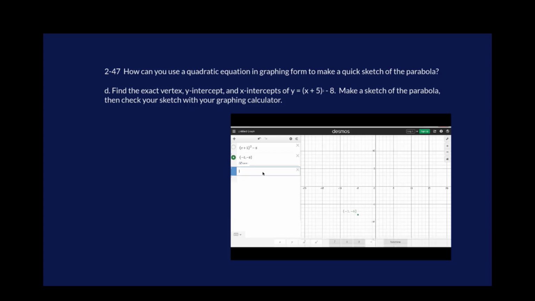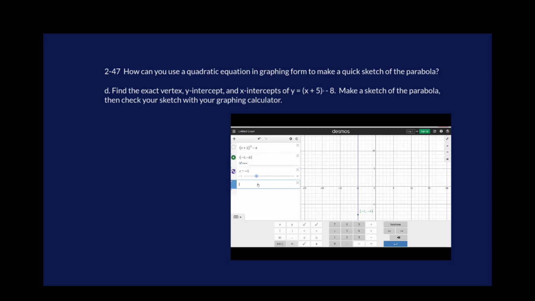All right, then I need to find my axis of symmetry. My axis of symmetry is a vertical line that's going to go through the x value of my vertex. So that is x equals negative 5. There's my vertical line, okay?